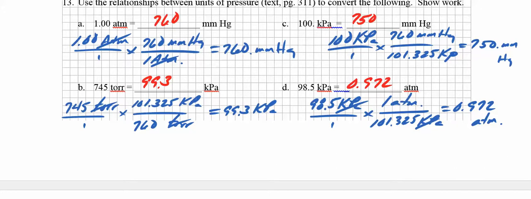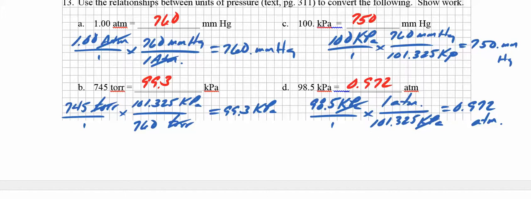I could have gone to atmospheres and then to kilopascals, but I elected to do it this way. Torr over torr will cancel, and I'm left with kilopascals. Multiply 745 by 101.325, divide that by 760, and I get 99.3 kilopascals.